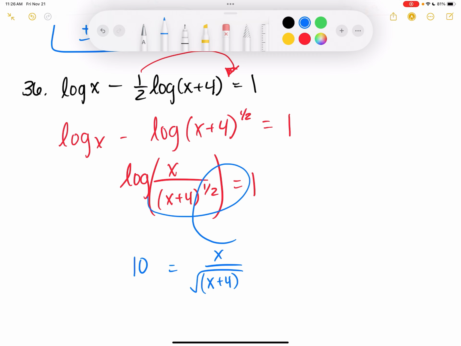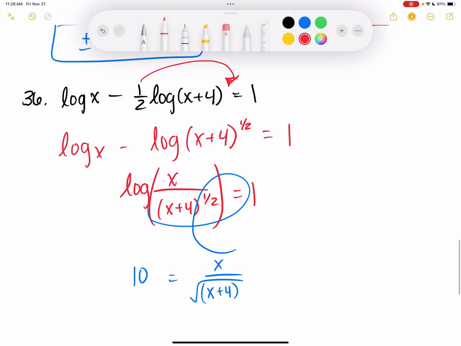So, any ideas on how I could go about doing this? We can multiply both sides by the square root of x plus 4. We could multiply just the right side by the square root of x plus 4, to get rid of the bottom. Like multiply it by the square root of x plus 4 over the square root of x plus 4? Yeah. We can try it and see what happens.